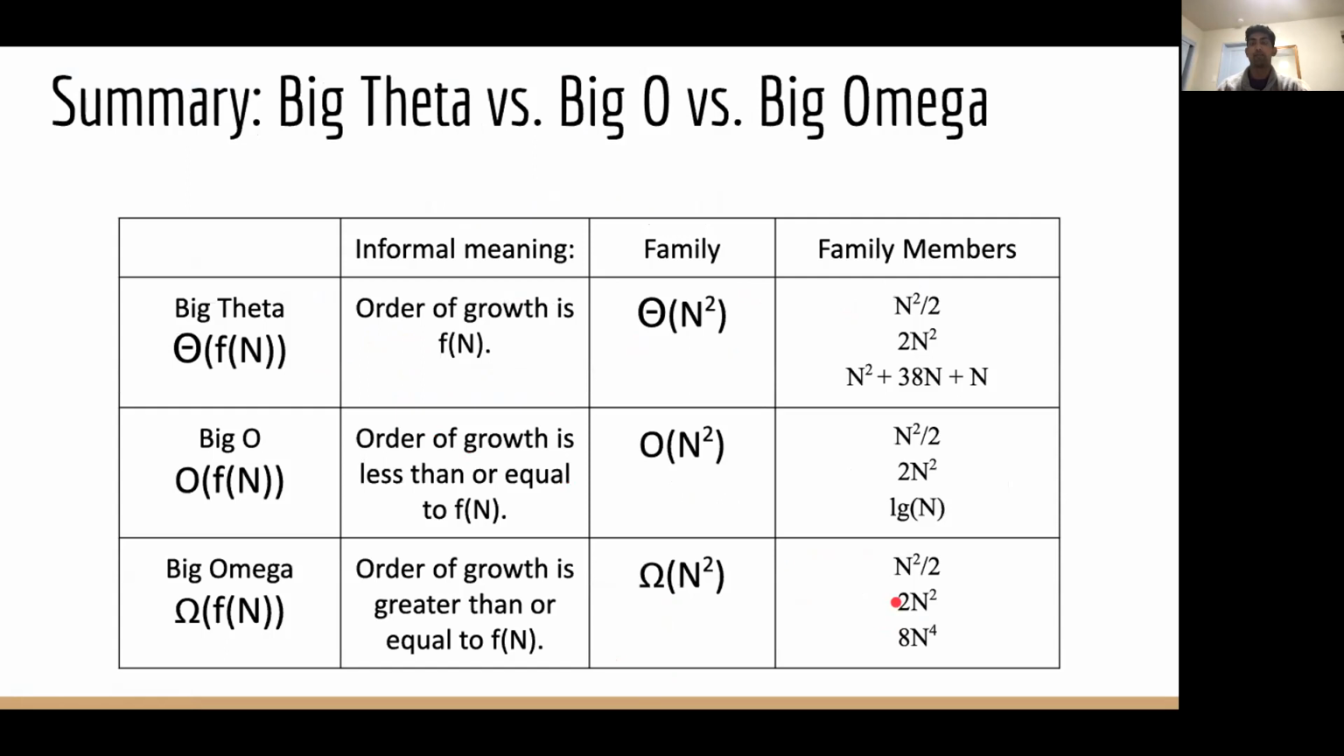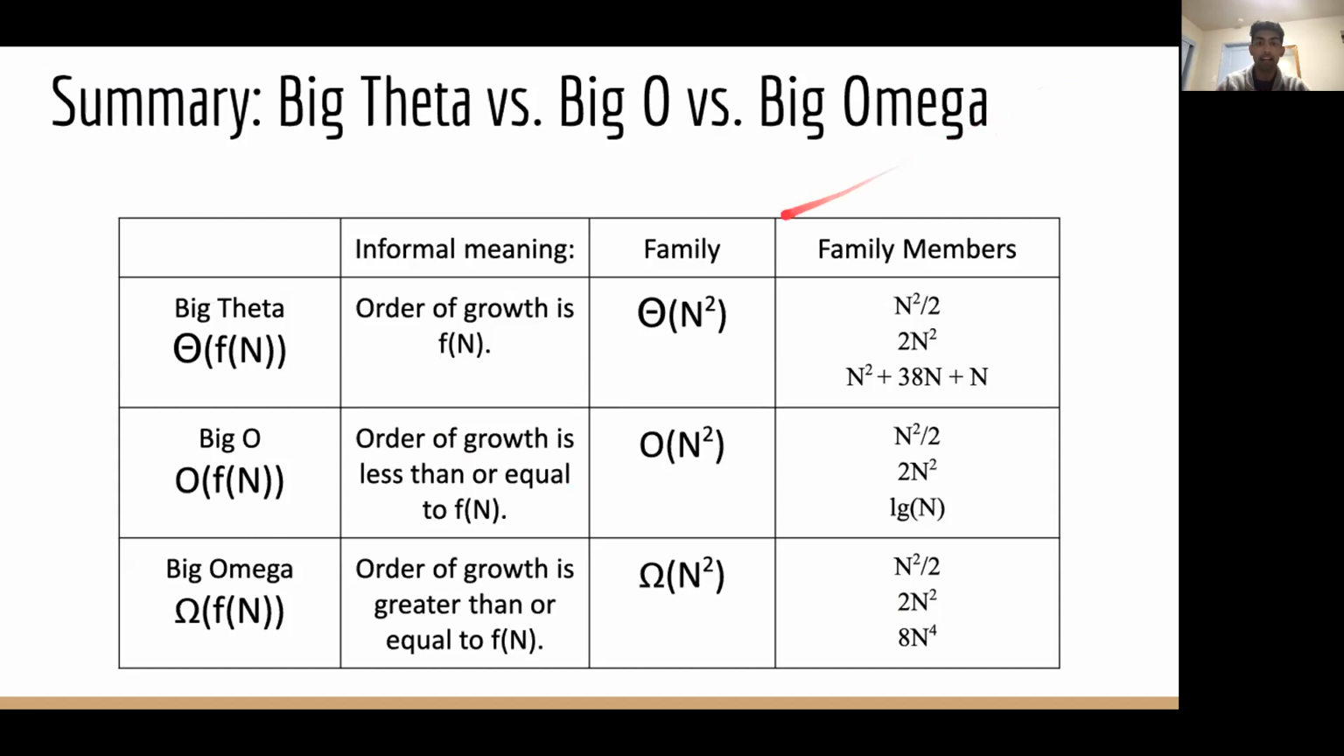Okay, so let's do a quick summary of all of the stuff we learned. We've talked about big theta, big O, and big omega. The informal meanings for all of these: for big theta, the order of growth is f of n. For big O, it means the order of growth is less than or equal to f of n. And for big omega, it means that the order of growth is greater than or equal to f of n.